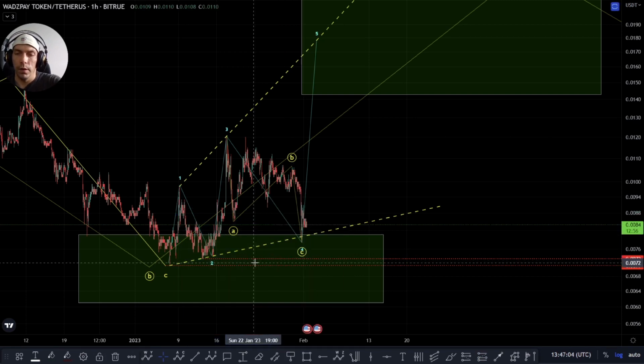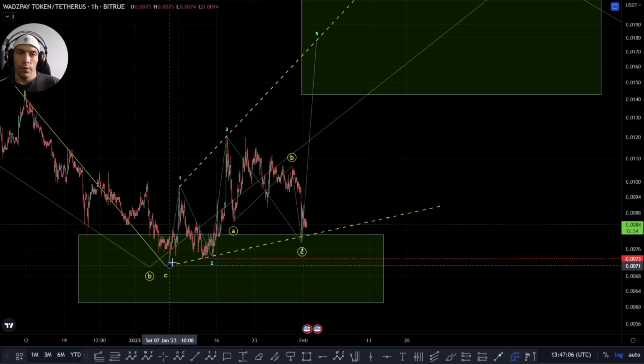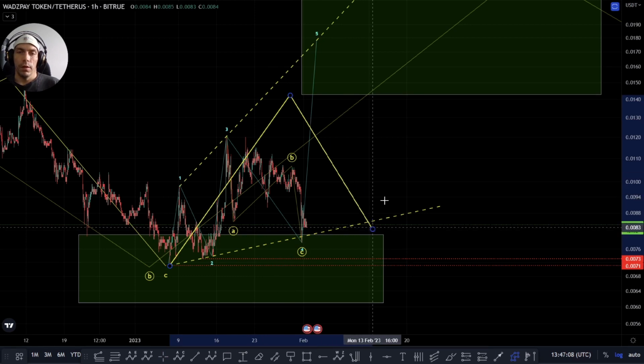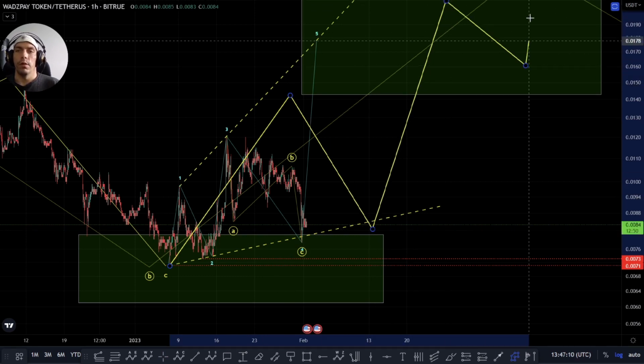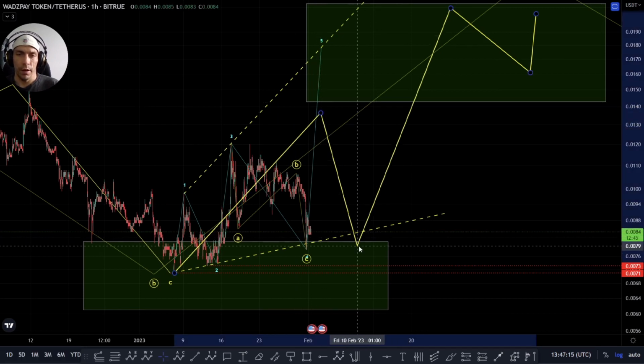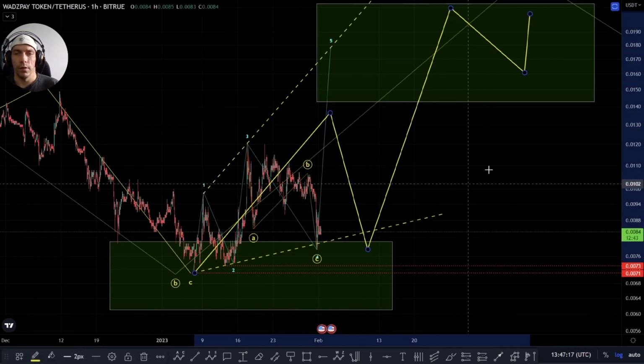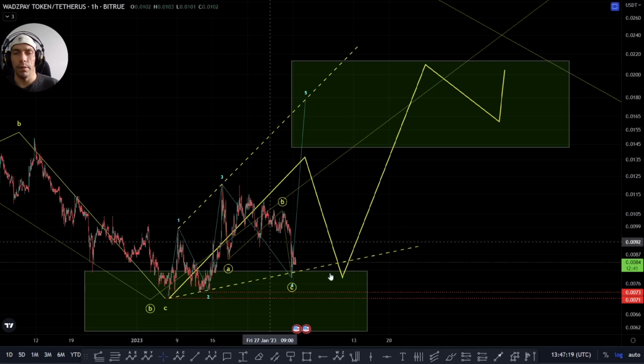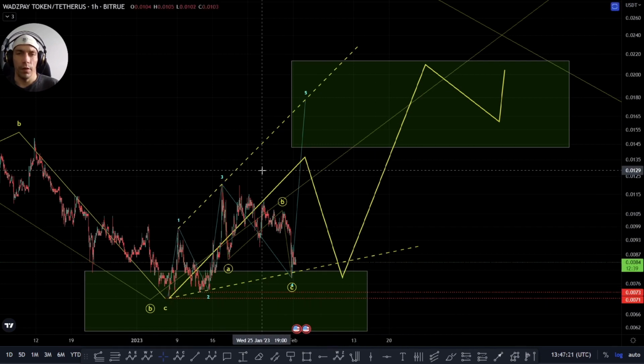Where all of this becomes a wave 1, we come back down for a 2, we look to push up for a 3, 4, and a 5. So this is just something that can play out. I don't think it's necessarily my favorite option. It's just an option that is available.